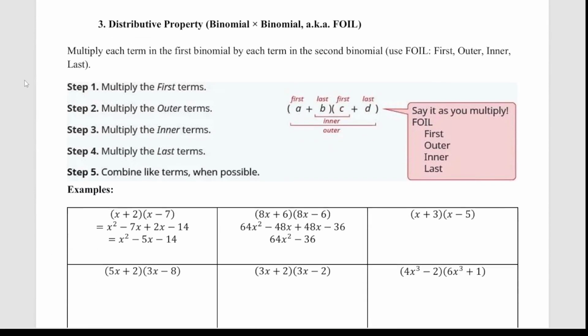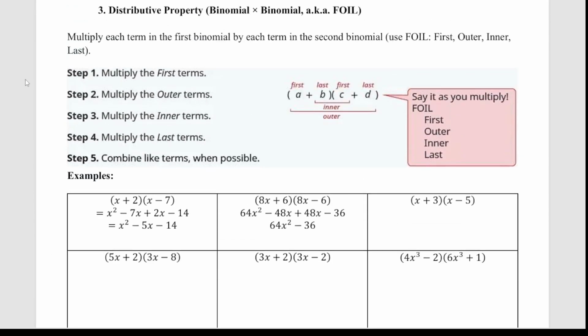We're going to have a few more terms to keep track of if we have a non-monomial times another non-monomial. And what I mean by that is if there's multiple terms in both parentheses. So let's start with a binomial times a binomial. A lot of times for this, the way that people remember is that you're going to do FOIL. So first you do the first terms, then you do the outer terms, then you do the inner terms, and then you do the last terms.